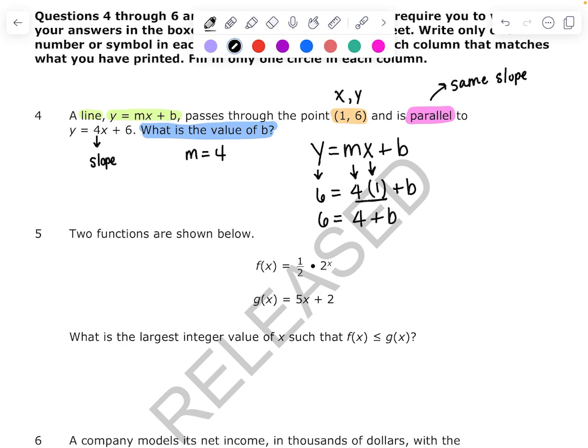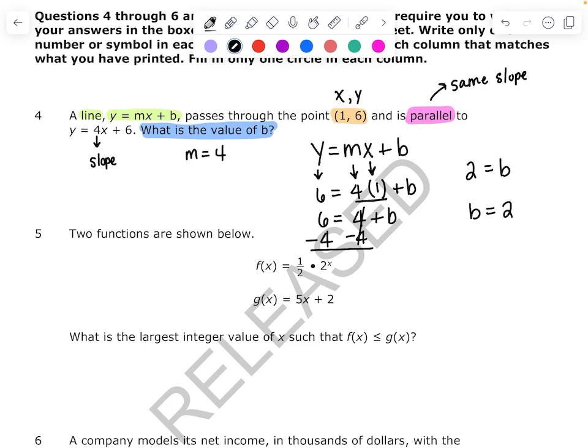And now we're just trying to isolate the variable. In order to get b by itself, we need to undo and move that positive 4. So we will subtract 4 from both sides. On the left side, 6 minus 4 equals 2. On the right side, 4 minus 4 equals 0. So we get 2 equals b. You could always rewrite this with the variable in front. b equals 2 is also equivalent.